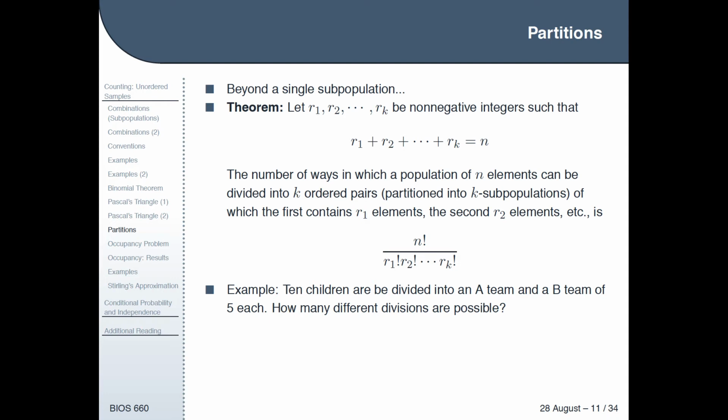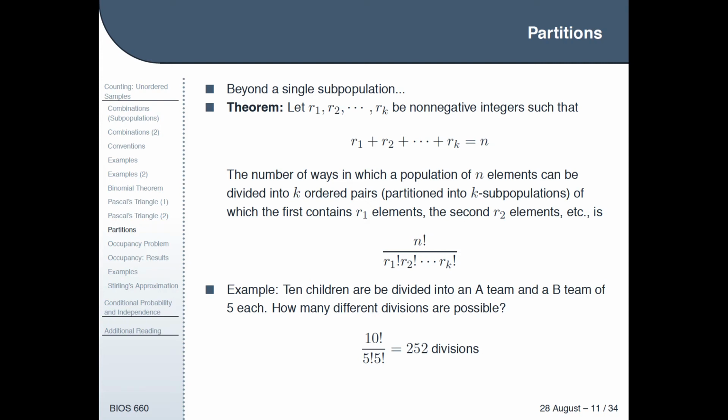Then the total number of ways that you can partition it into these subpopulations is going to be n factorial over r1 factorial, r2 factorial, times up to rk factorial. I guess we kind of went over this on Tuesday, so I won't belabor the point, but so we all remember how to do this. If you have 10 children divided into Team A and Team B, and there's 5 kids on each team, the total number of possible divisions will be just 10 factorial over 5 factorial times 5 factorial, 252 possible divisions.